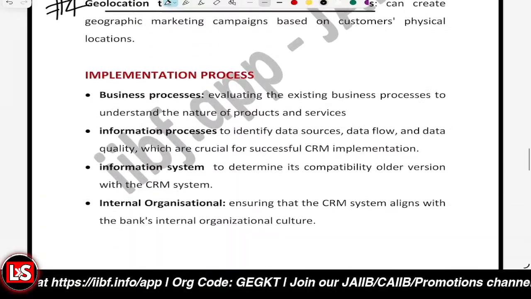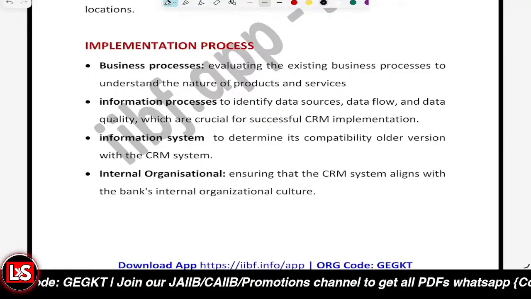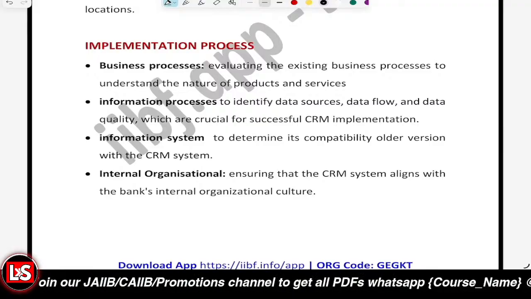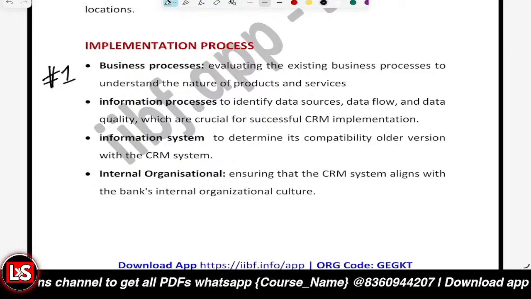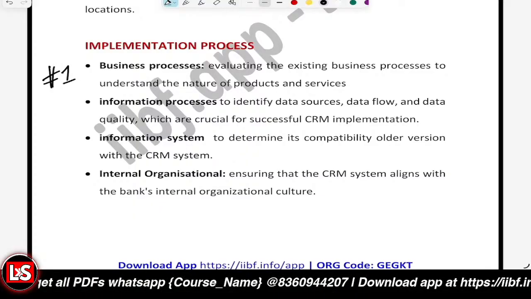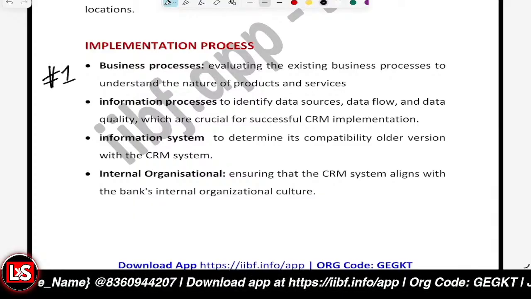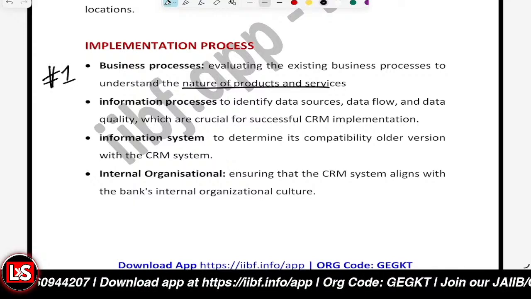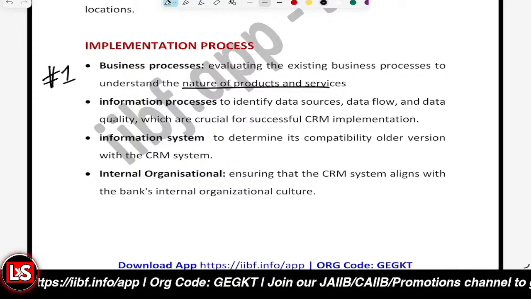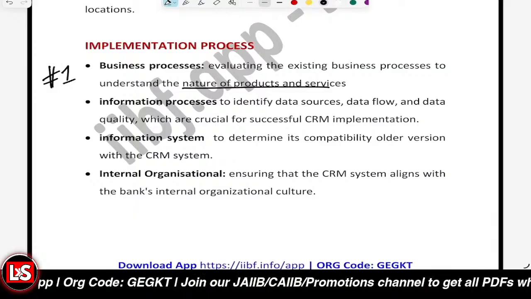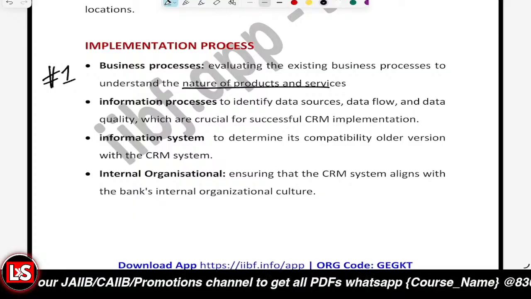So that's it. Then there is the CRM implementation process. The first thing to be done is a business process evaluation. Banks evaluate their existing business processes. Why evaluate? Because we have to understand the nature of the products and the services. Whenever we implement the CRM, first of all we have to understand our own products and services, the customer handling procedures we are following, and the workflow efficiency we have, right?